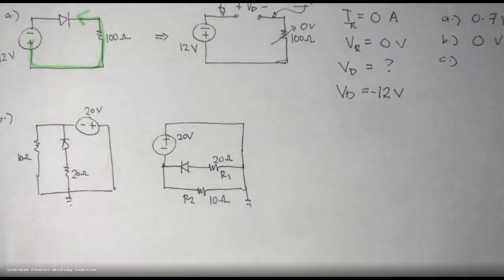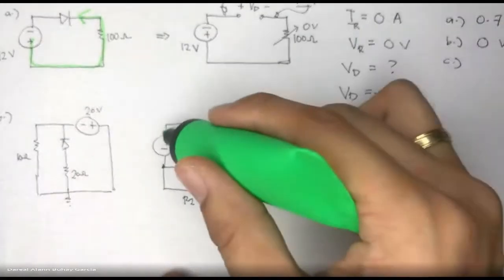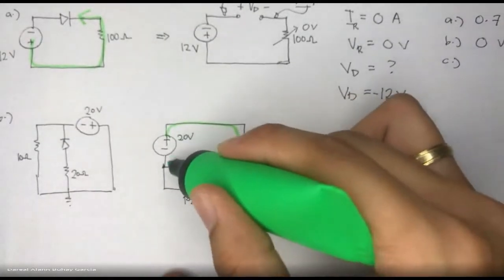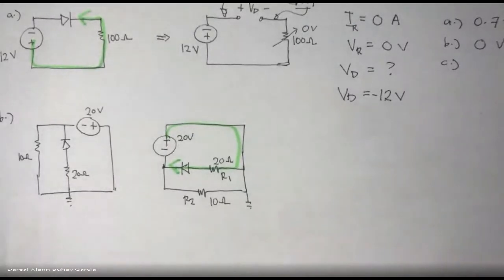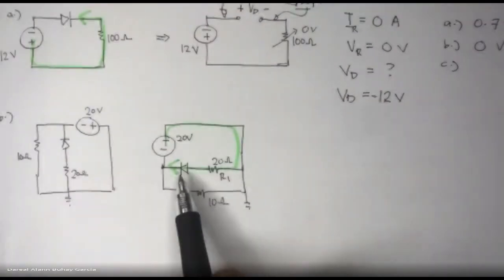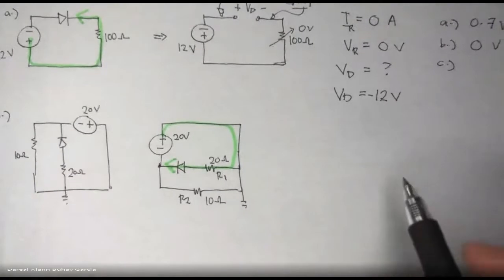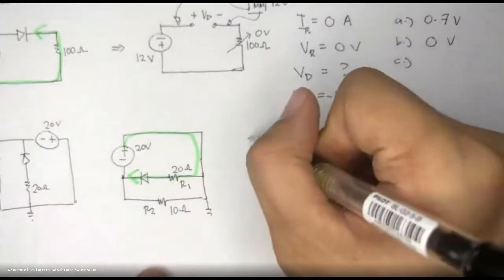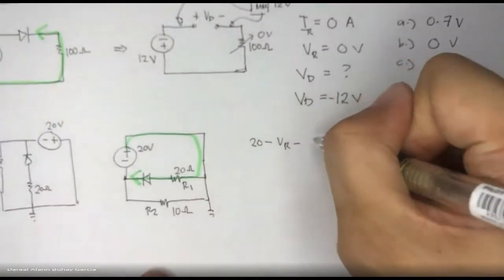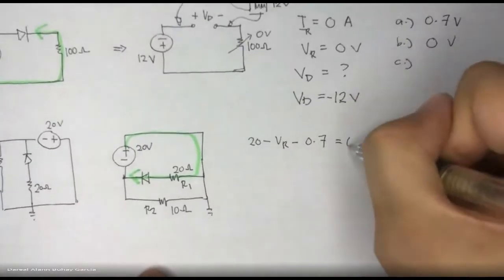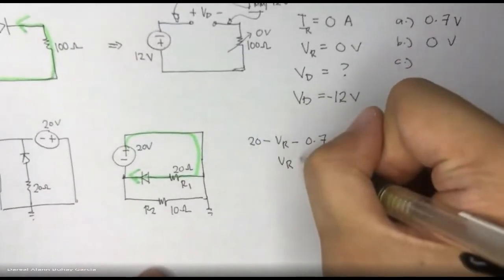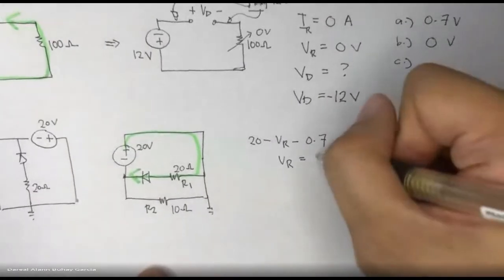First, let's go around with KVL here. The direction goes along with the direction of the battery through our diode. So 20 minus VR minus 0.7 is equal to 0. VR is equal to 19.3.